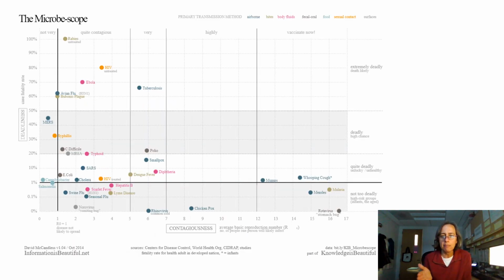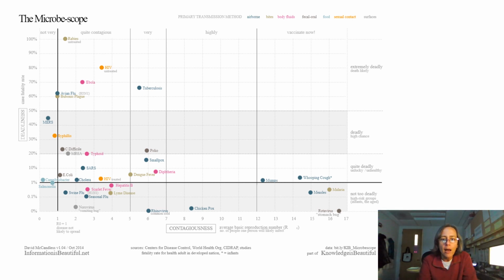This is the same type of chart looking at R0 and case fatality rate that just includes a whole bunch of other types of infectious diseases, which I think is interesting to look at. It's by this guy, David McCandless, who wrote a book, Information is Beautiful. It's a really cool book if you're as nerdy as I am and you want to check it out. But what I like about this too is that he used different colors to designate the route of transmission. So whether it's airborne, whether it's by animal or insect bites, body fluids, fecal, oral, food, sexual contact, or surfaces. So that's kind of cool.